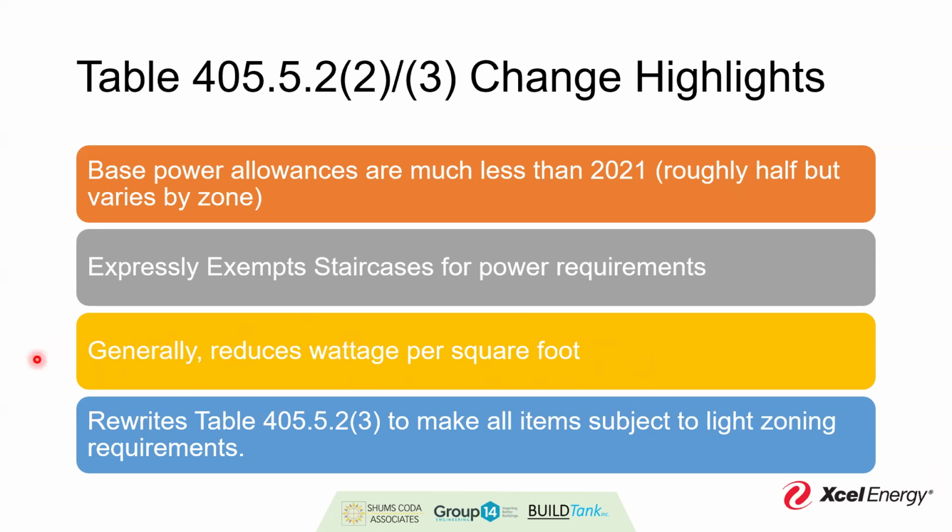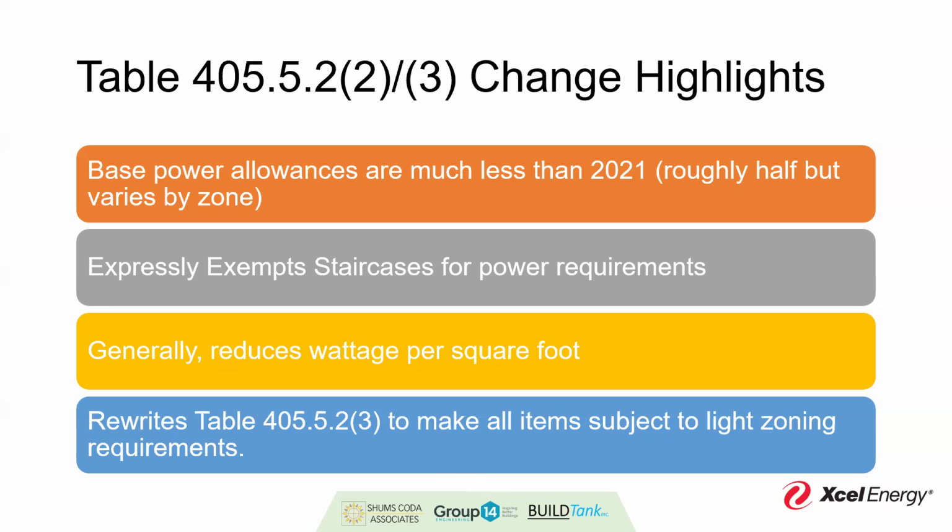Generally it reduces the wattage per square foot in all of the table here, if you're looking at that 21 to 24 comparison. And then it rewrites that table number 3, the smaller table, to make the item subject to the lighting zoning requirements rather than how we saw it the first time in the 21. So that's the high level changes there, just to make you aware as you kick that around and take a look at what's contained.